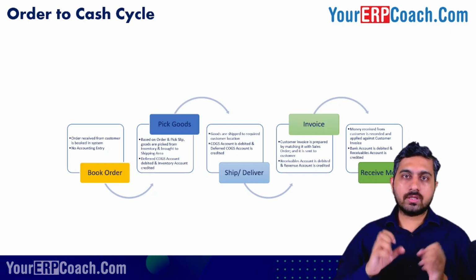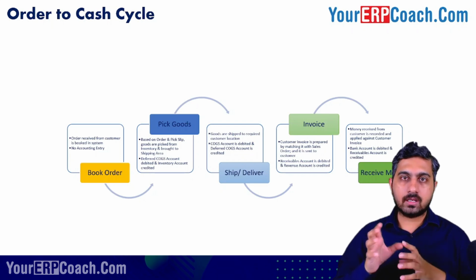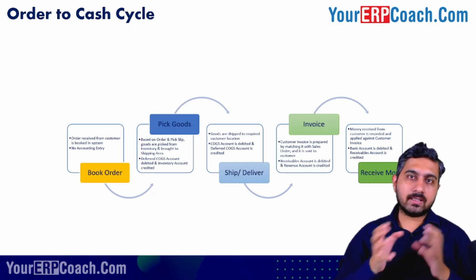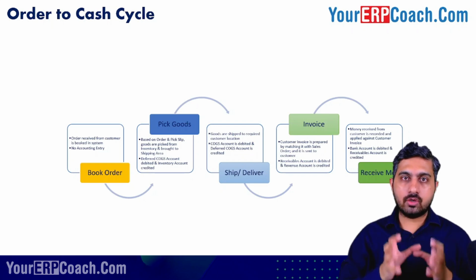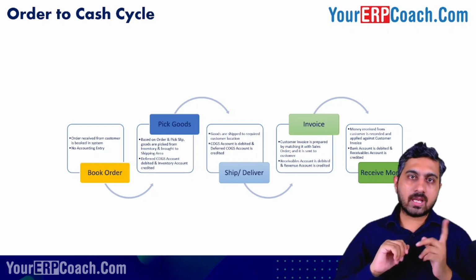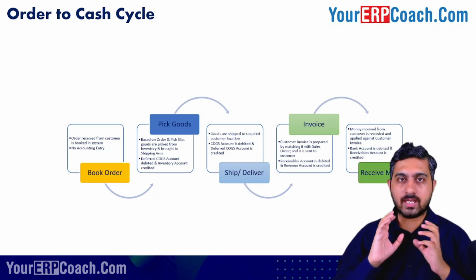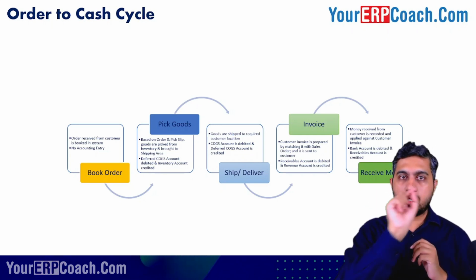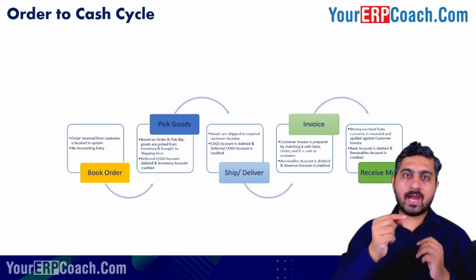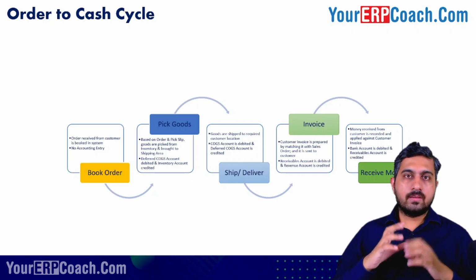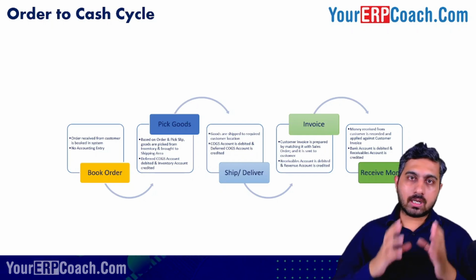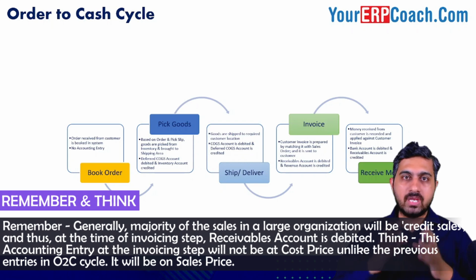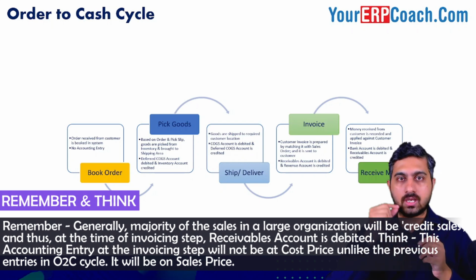And the next or the last step of the O2C cycle is receiving the cash from the customer and then applying that cash against the invoices that you have booked in your system. At the time of booking of the invoice, the accounting entry is going to be the receivable account debit or the accounts receivable or the debtors account debit and revenue account credit. Now, why exactly you will be debiting the accounts receivable account over here is mostly because of the fact that majority of your sales are going to be the credit sales.